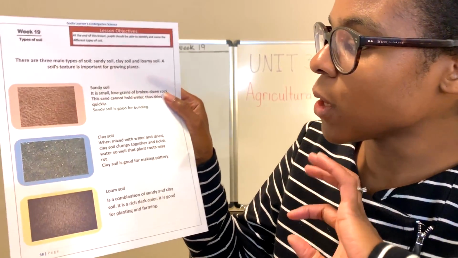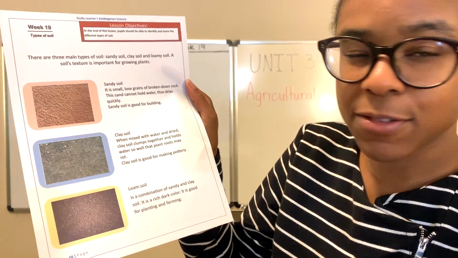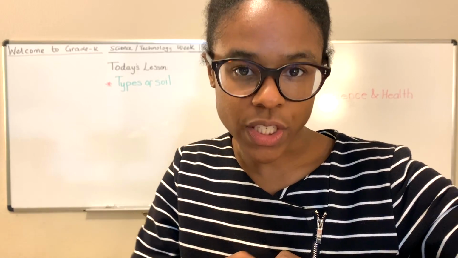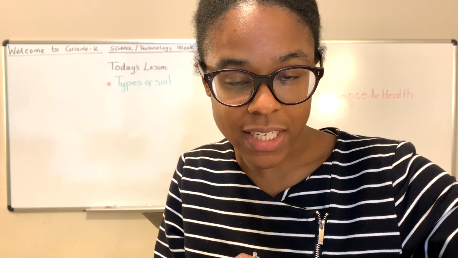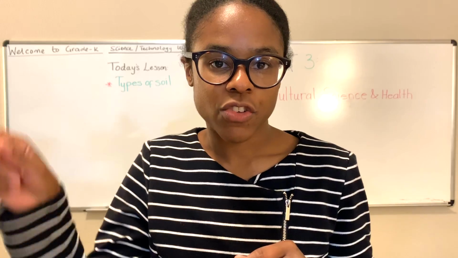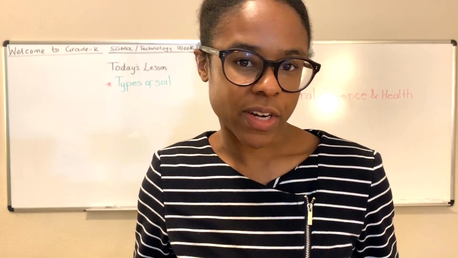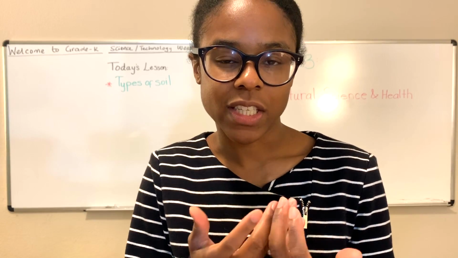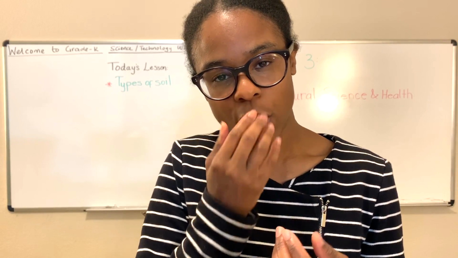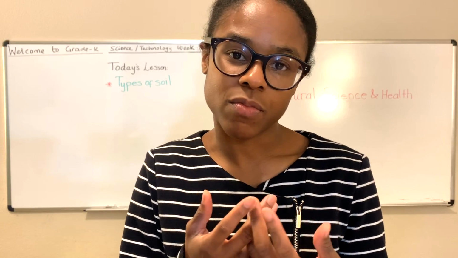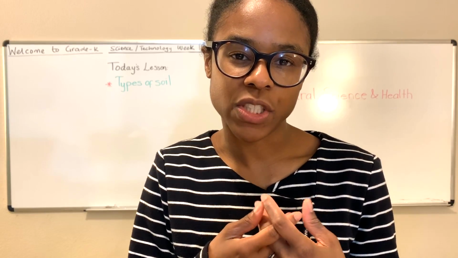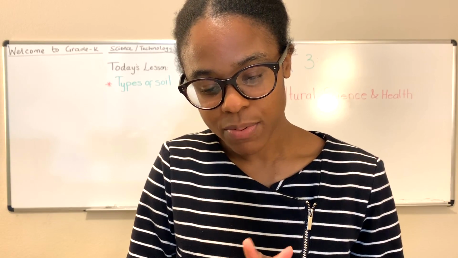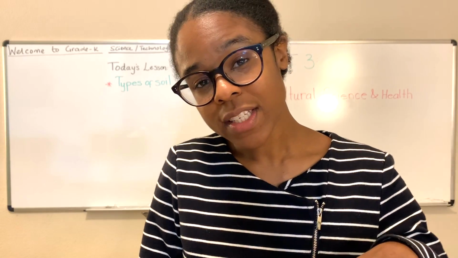Sandy soil, let's read about it. It is small, loose grains. It's just broken down rock. The problem with sand is that it can't hold water. So when you try to garden with sandy soil, you add your water, and the water will just seep right through, and the soil won't clump together the way it should, holding the water in so that the seed can appreciate the water and grow and mature. So that's the problem with sand, though it is good for building.